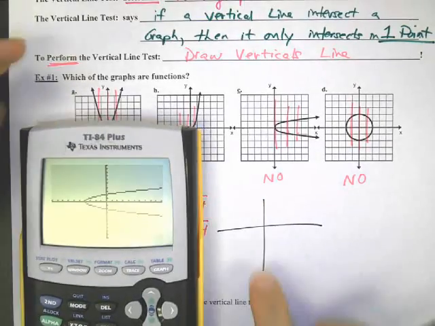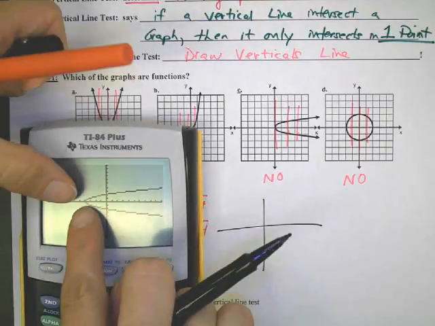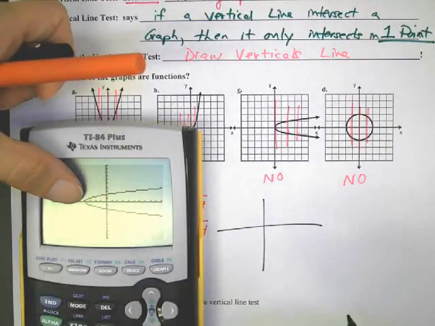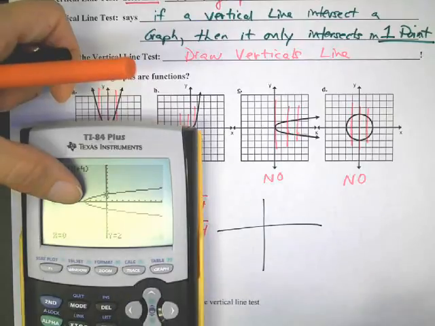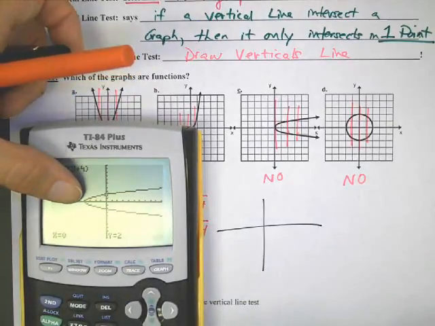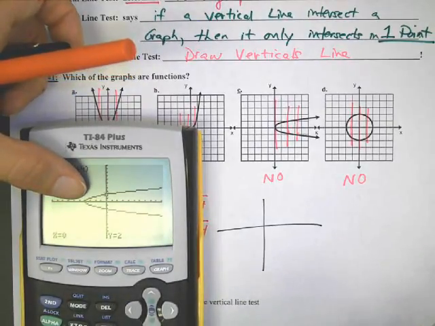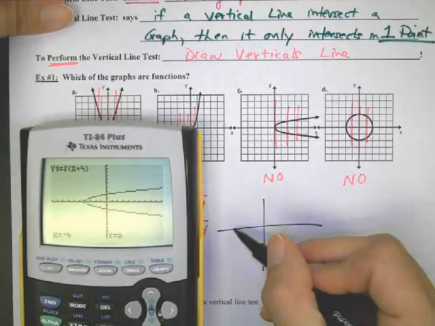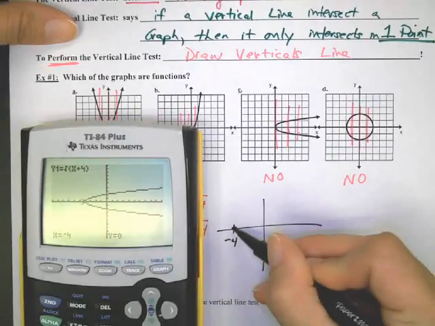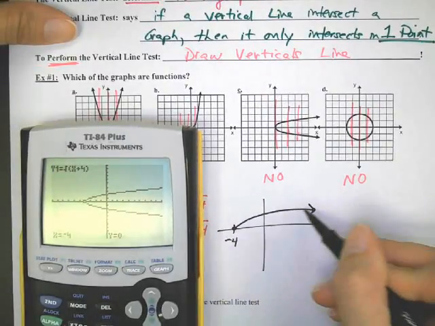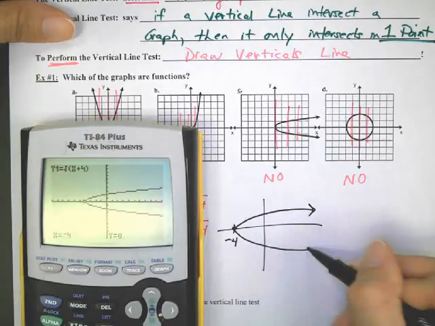Oh, you know what I would really like to know is where to start this thing. What is that point right there? We could take a guess, and then we could check by hitting trace. What do you think that number is? Negative, okay, let's try negative 4. Yes, so negative 4 is where it starts. We've got one arch going up, one arch going down.